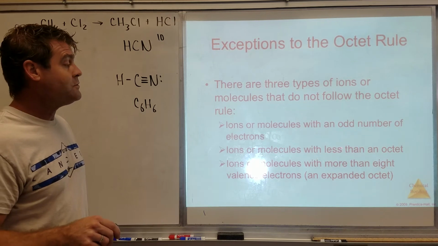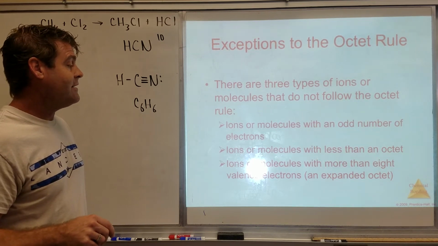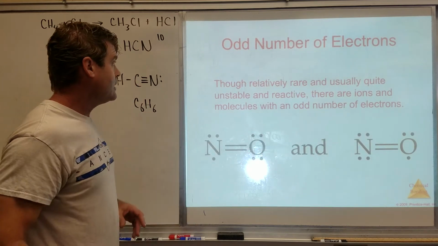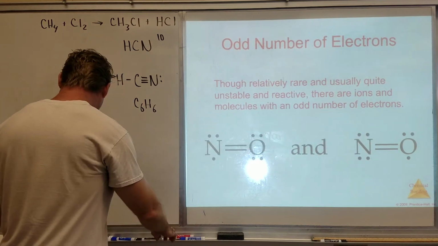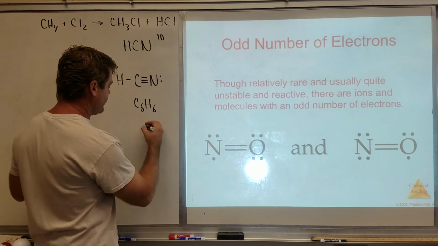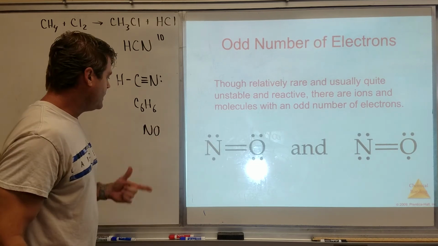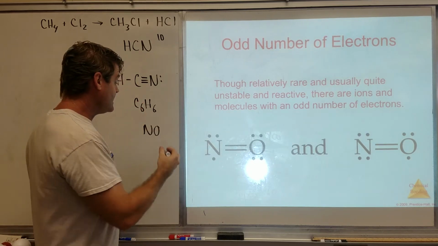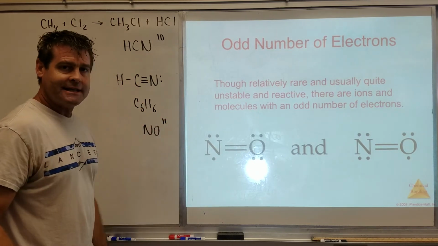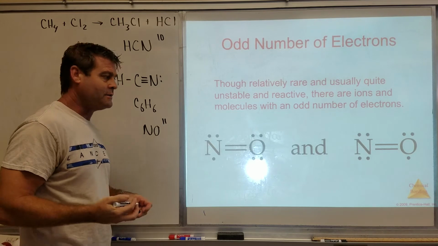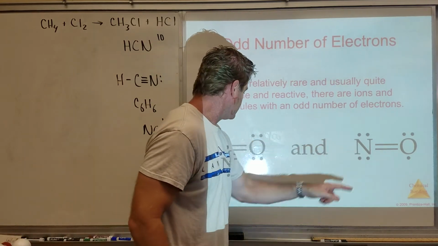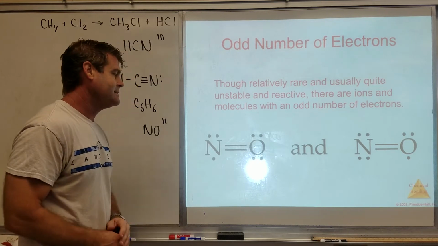And you can have a situation where you have less than the octet, and you can have a situation where you even have more. Like for example, here, if we were to do NO, right? Let's say I gave you the formula NO. You remember what you do? You count the number of valence electrons. Nitrogen has 5, oxygen has 6. That's 11. Obviously, that's an odd number. You're not going to have just shared pairs and lone pairs. So if you guys were to do the Lewis structure for this, you would come up with this or this.